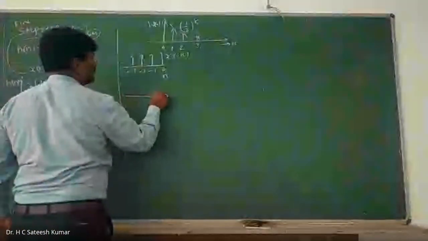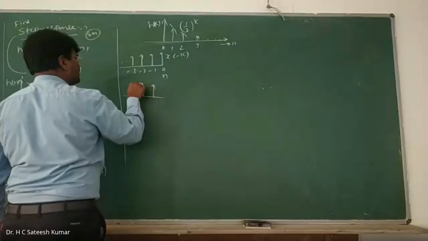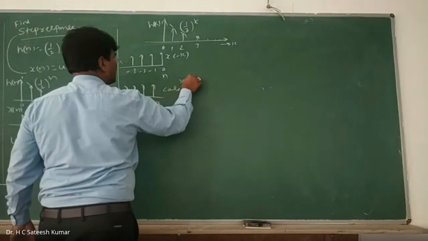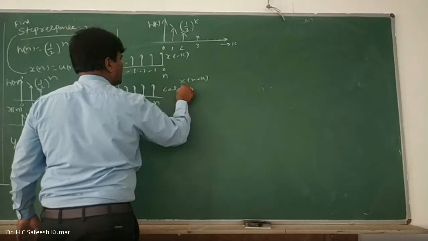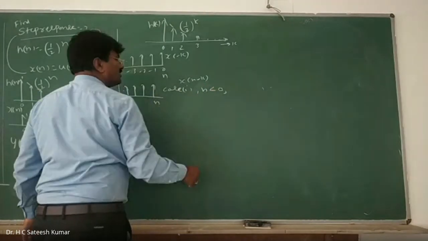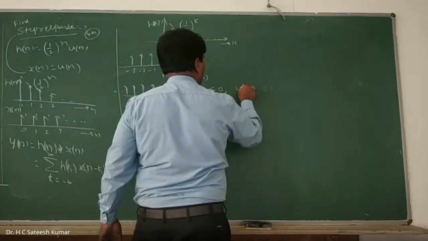So now what do we have? Case number 1: this is your x of n minus k. Case 1 is n less than 0. For n less than 0, y of n is equal to 0.